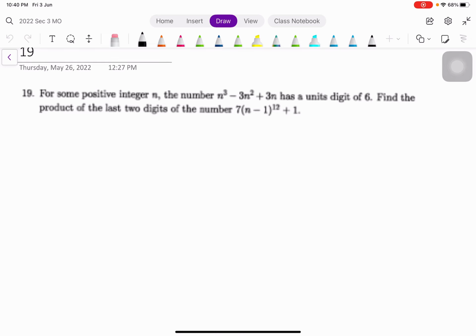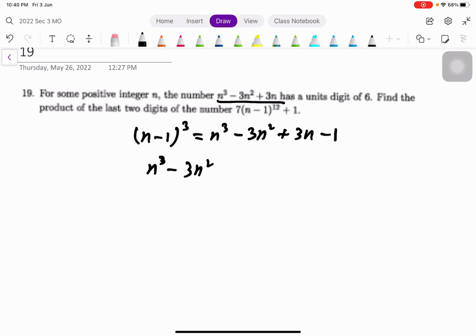Now we look at question number 19. Okay, can you look at this expression? Can we recall (n minus 1) to the power of 3, right? If you go through the expansion, you will get n cubed minus 3n squared plus 3n and then minus 1. Therefore, n cubed minus 3n squared plus 3n is basically (n minus 1) cubed plus 1. I think that from there you can understand, right?